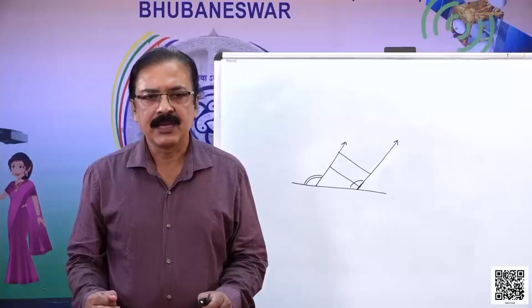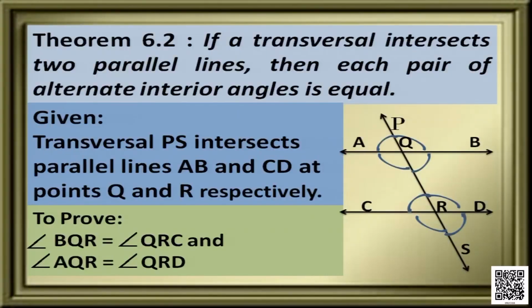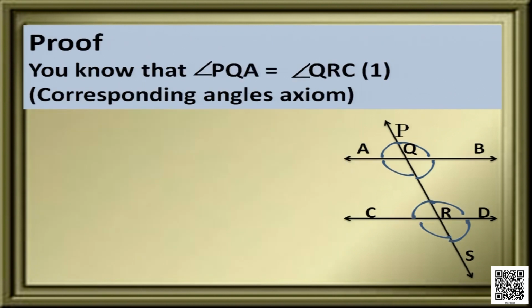So we can say that angle BQR is equal to angle QRC, because, as you see, these two angles BQR and QRC are alternate interior angles. Similarly, AQR and QRD are also alternate interior angles. We have to prove that these pairs of interior angles are equal. Now let's see how to prove it.